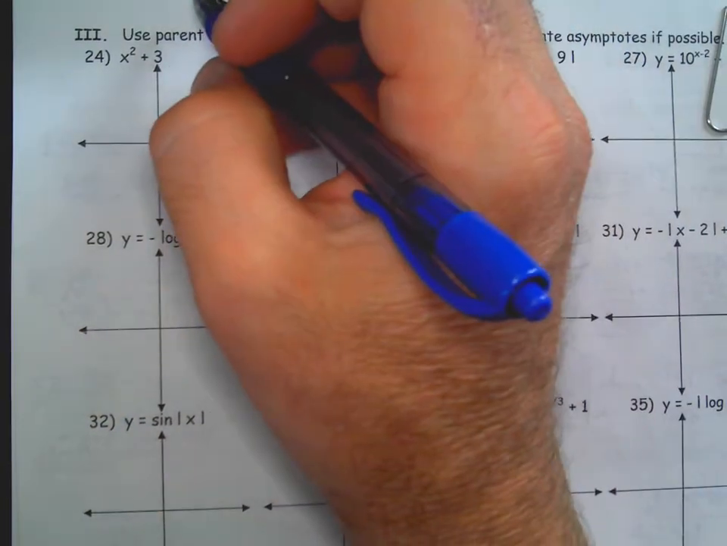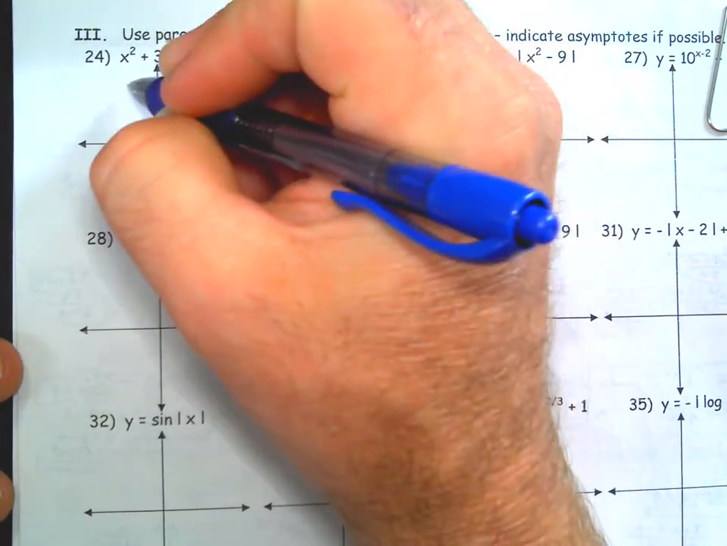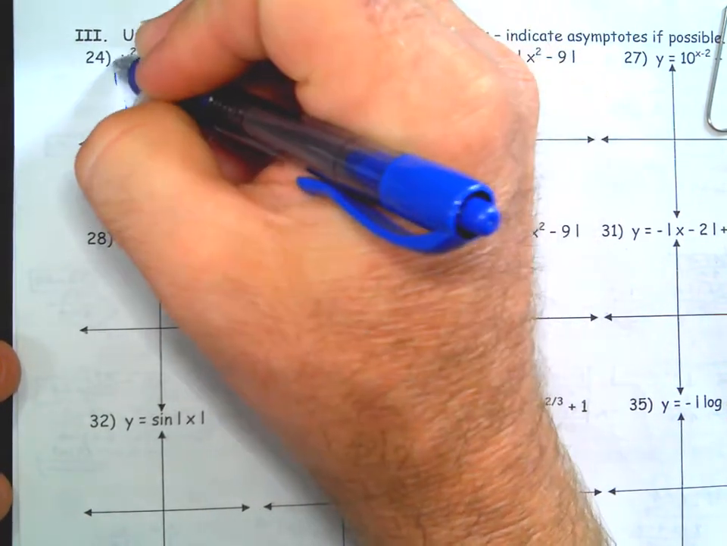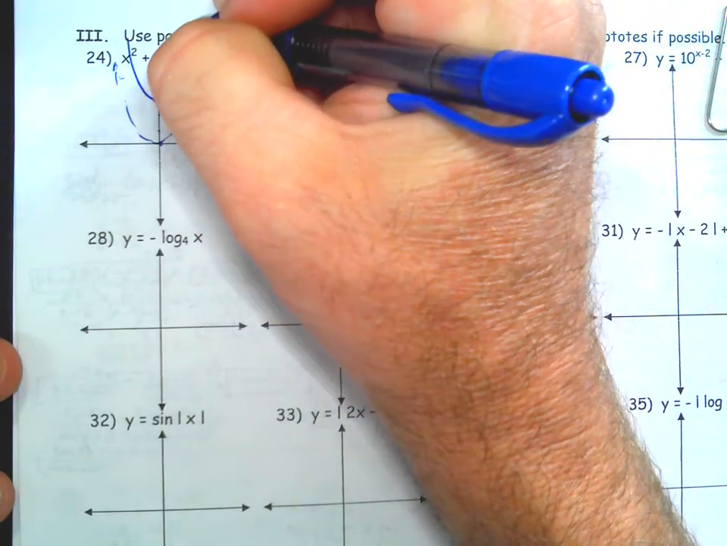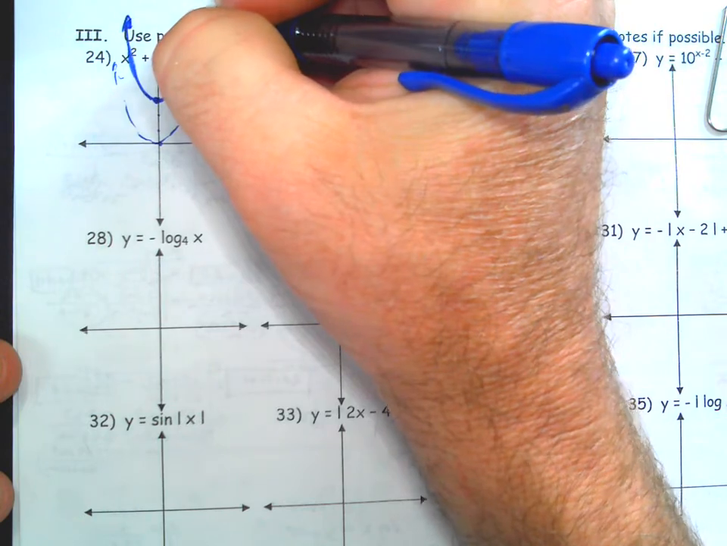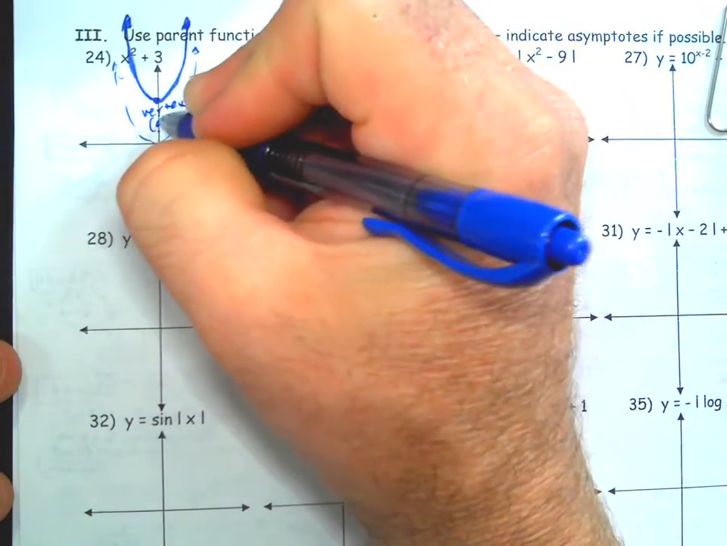So this is a parabola that's been shifted up 3. I mean, you could start with the parent function, and then you shift it up 3. Right? And this is the vertex, and it is at 0, 3.